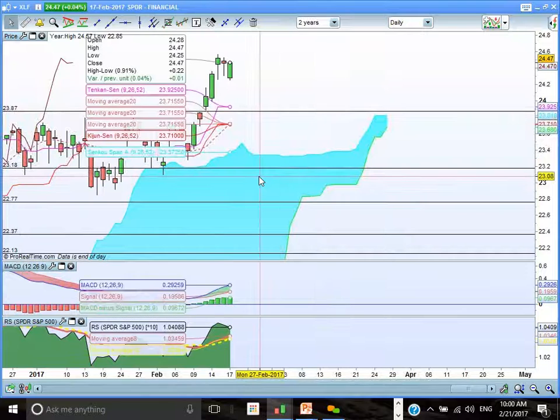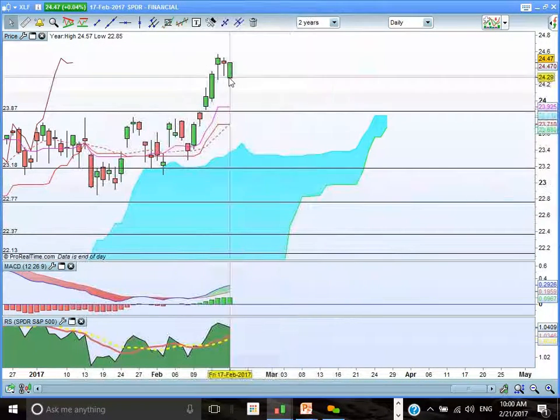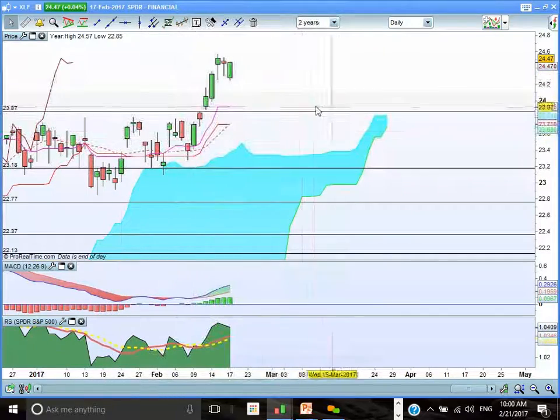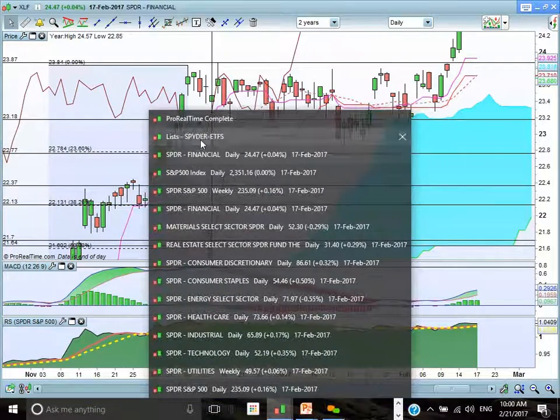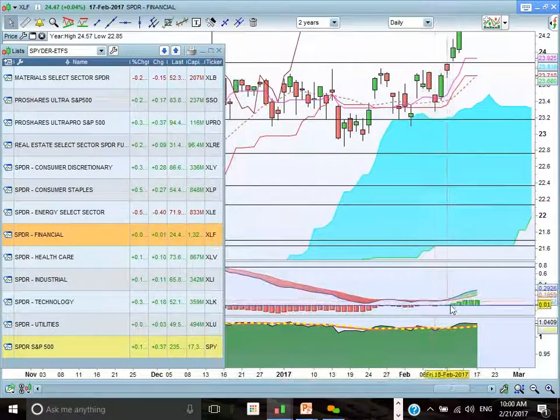Strong uptrend in place, but consolidation risk remains high here, as we can see how much it has moved over the last couple of months. But we still have a MACD signal in place there on the financials.